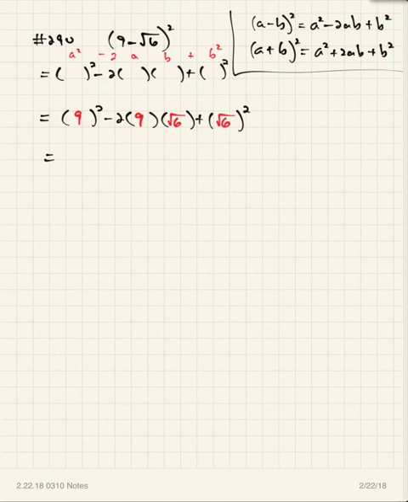So then do the arithmetic. 81. And then this would be minus 18 times the square root of 6. 2 times 9 is 18. And then the square root of 6 squared, that's the square root of Bob squared. And so that's just Bob. That's 6.